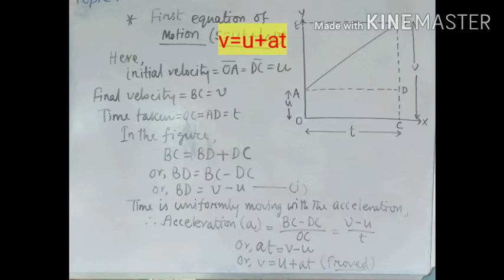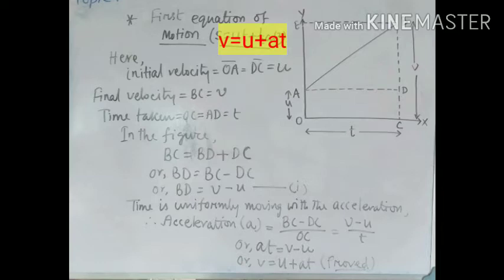Okay, so here, according to this graph chart, we can easily say that OA denotes u, the initial velocity. Here BC is the final velocity, which is equal to OE. So OE equal to BC is the final velocity of the body, whereas OA and DC are the initial velocity of the body. And OC is the time taken by the body.